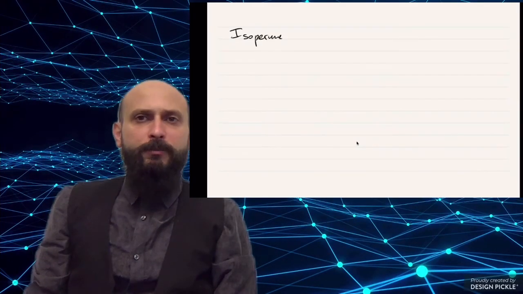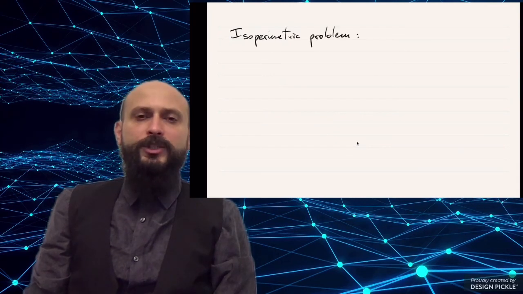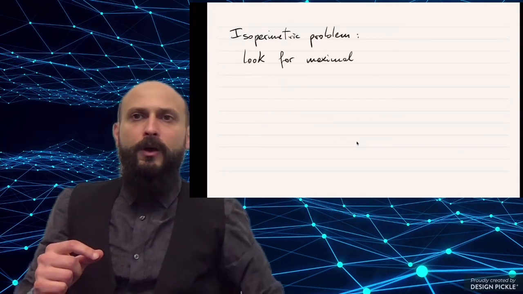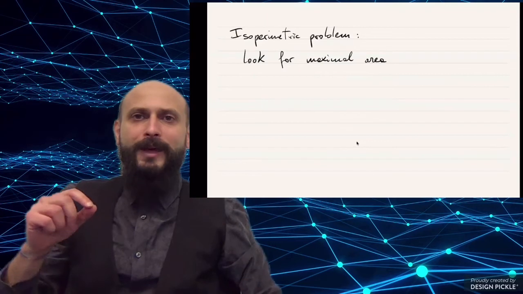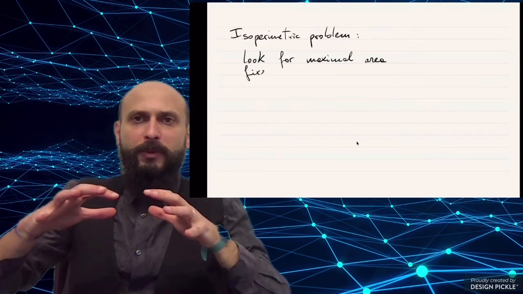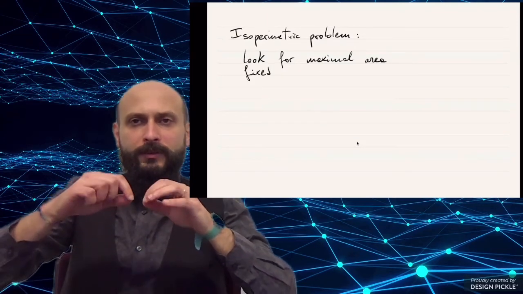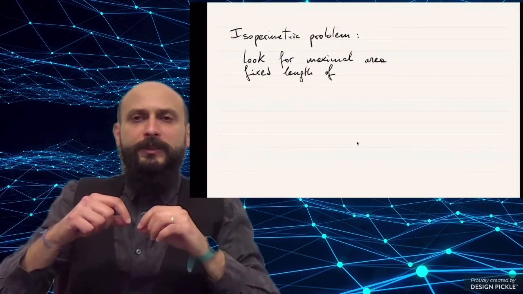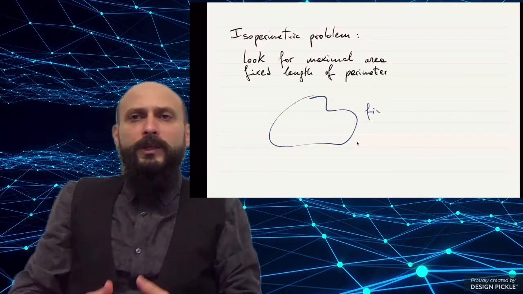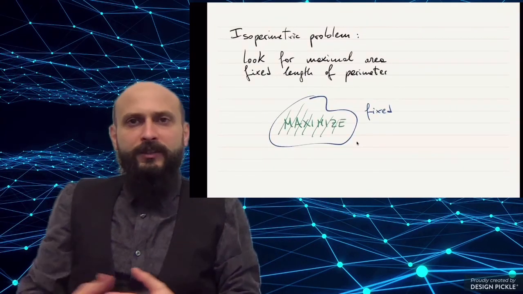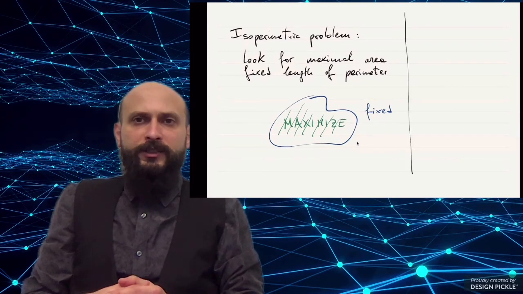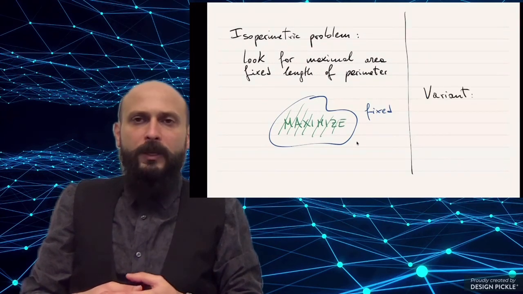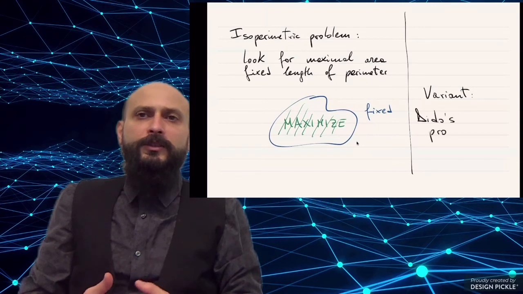The isoperimetric problem is the problem in which, given a length, one has to look for the maximum area among those domains with that fixed length as perimeter. We will be interested in a variant of the standard isoperimetric problem, which is called the Dido problem.